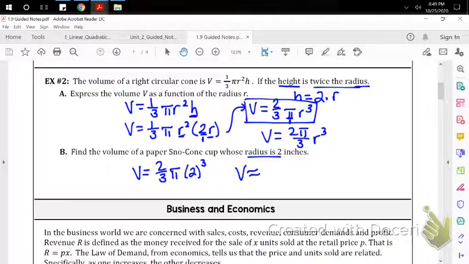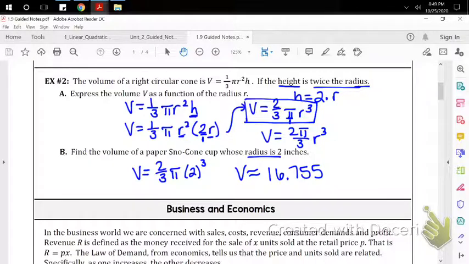Alright, so when I put this in my calculator, I ended up with 16.755 when I round to the third decimal place. So 16.755. It's okay on the word problems to round. We like exact answers except when it's word problems. This makes more sense to us when it's a rounded number versus an exact number.